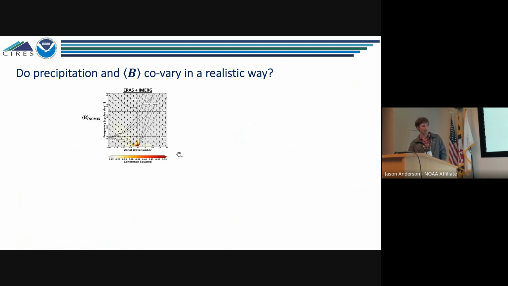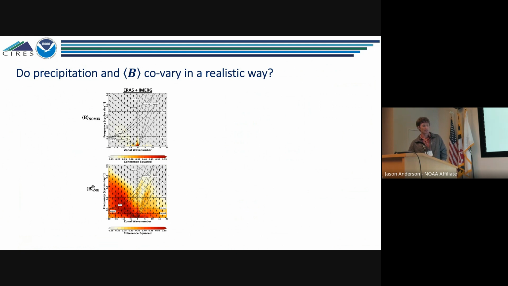In the top figure here, I'm showing non-entraining buoyancy. So this is a buoyancy calculation with no entrainment, and the coherence squared with the observed IMERG precipitation, which you can see is very low. That's just to say that a non-entraining measure of buoyancy is not a very good proxy for convection in the tropics. If instead we use this deep inflow B profile to calculate our buoyancy, we can see that our coherence squared is really high, in excess of 0.55, 0.6, which is to say entraining measures of buoyancy are much better proxies for convection in the tropics, which we've known for quite a while.